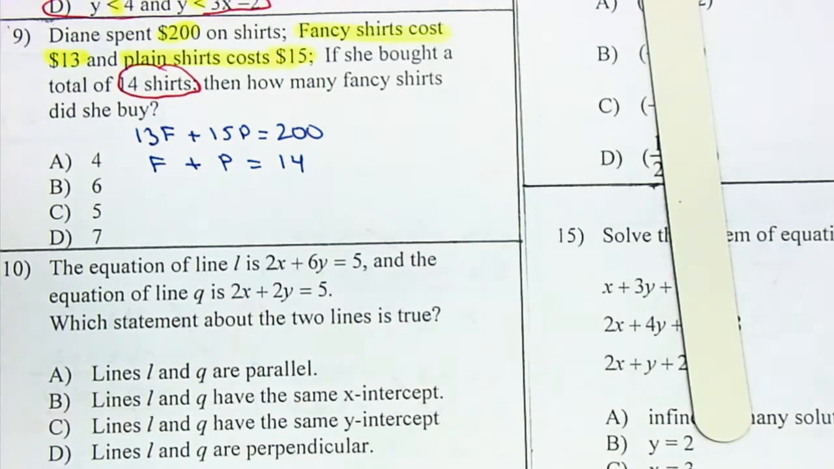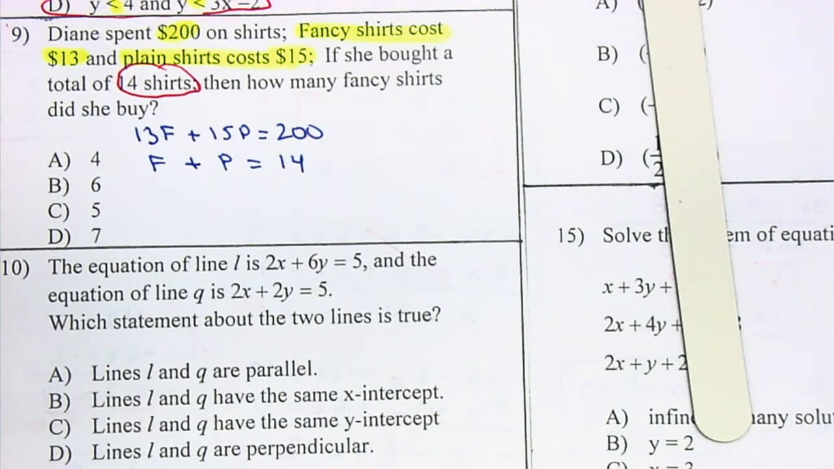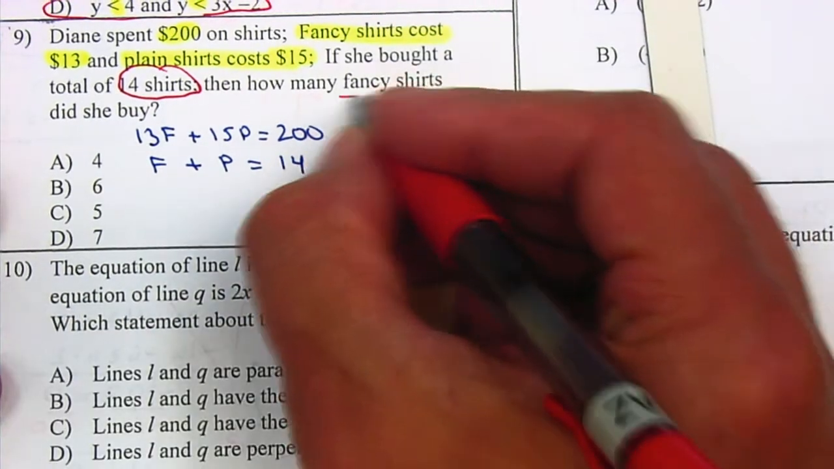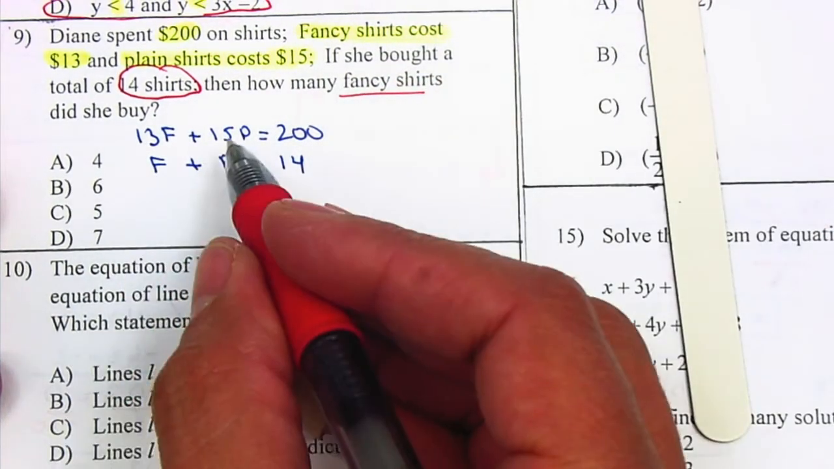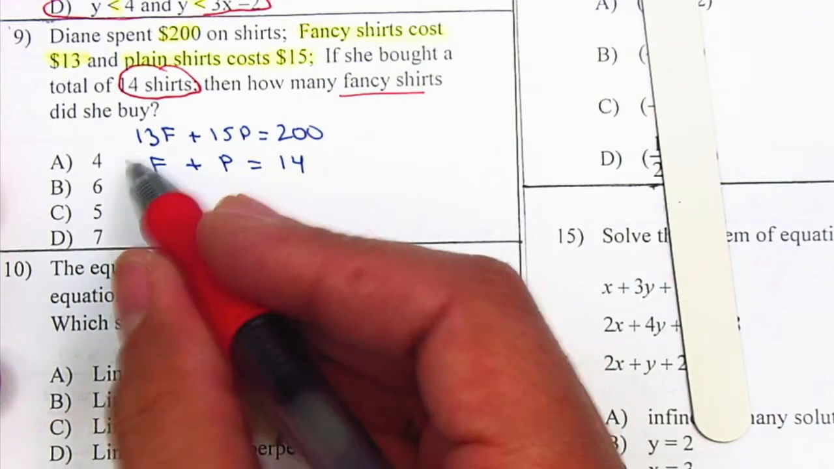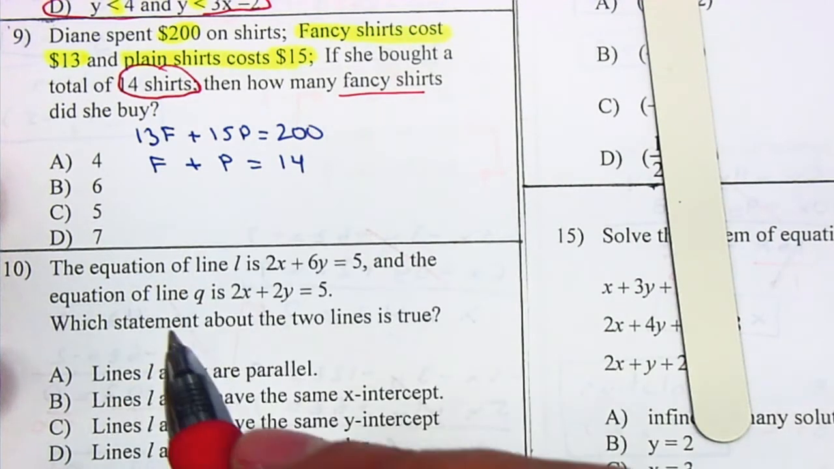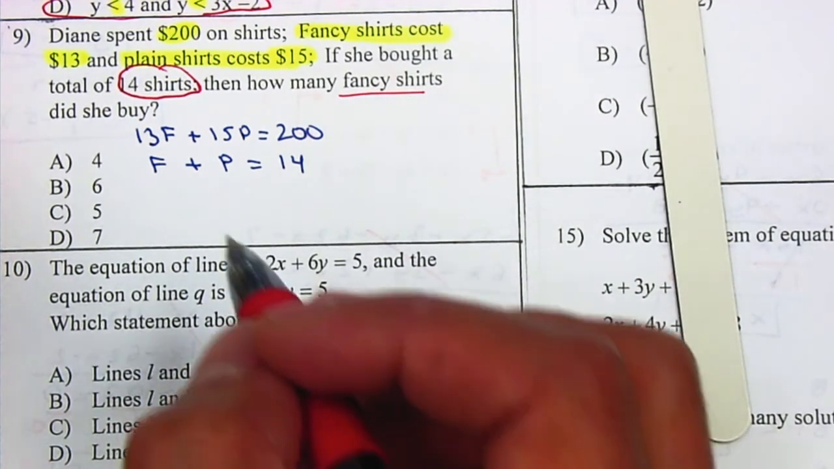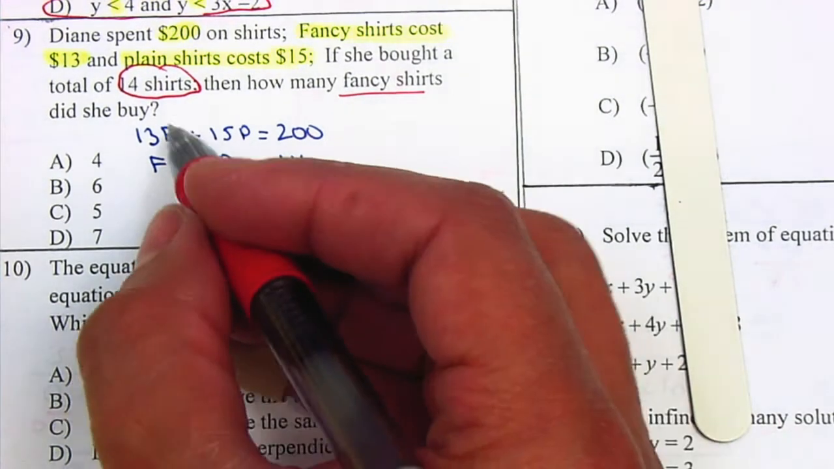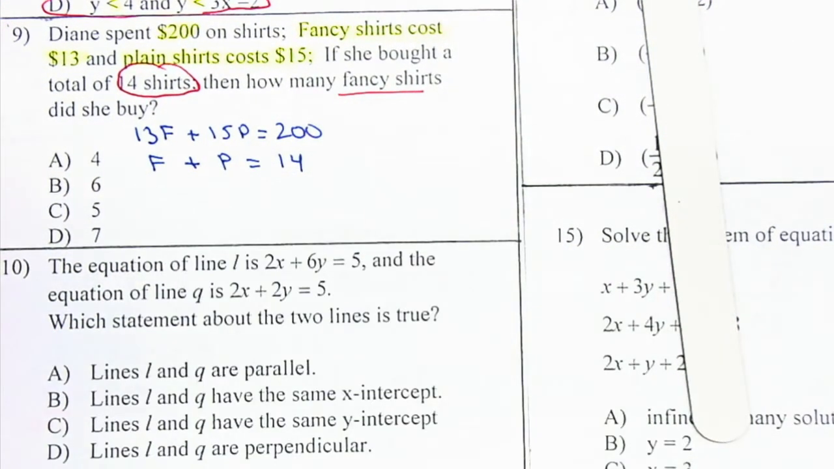Now we need to solve. It says, how many fancy shirts? So we're looking for the number of fancy shirts. If we're looking for fancy, we're going to cancel the P, so we get our answer right away. If you cancel the F's, it's fine. You just have to make sure you substitute it back in to find the value of F. So if you cancel the F's, you're going to get the value of P, and you just want to make sure that you plug it back in.